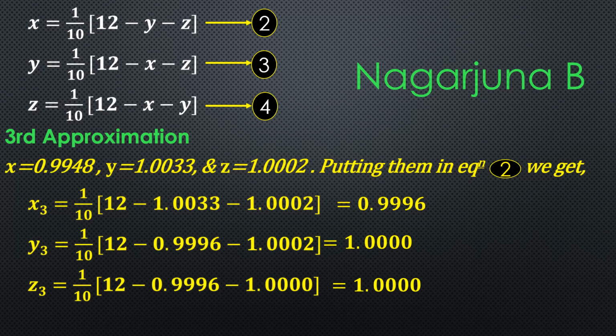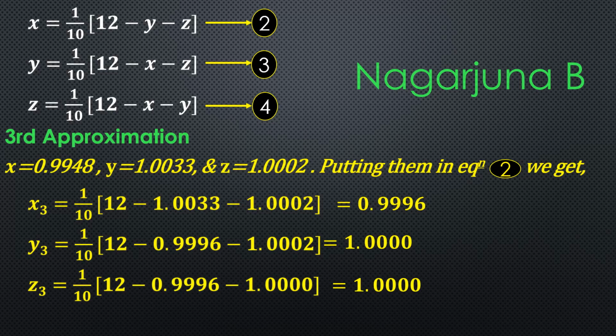And you can just check the values which we have got in the second approximation and third approximation. These are almost nearer. The x value is 0.9948 in the second approximation, whereas here it is 0.996, and the y value is 1.0033, and here it is 1, and the z value is 1.0002, and here it is 1. That means these are almost the same.